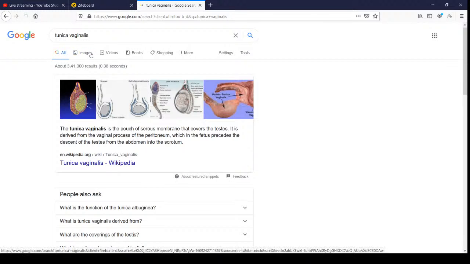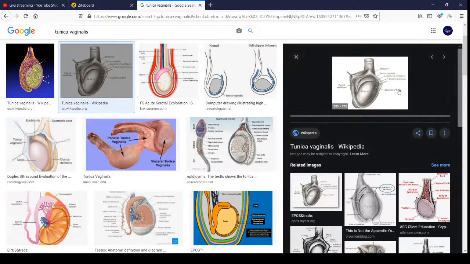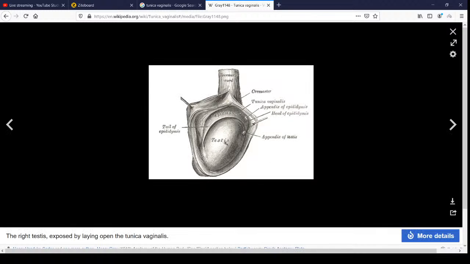So I can see in the image that it is covered by the visceral peritoneal membrane. That is the meaning of tunica vaginalis. Just look at this image. Okay, so this specific image is your tunica vaginalis.